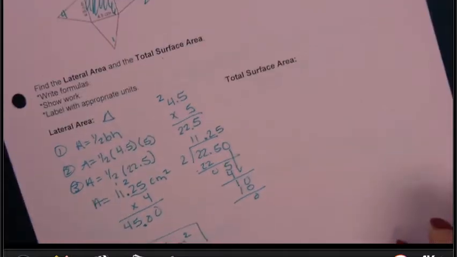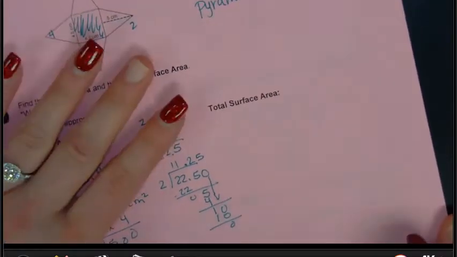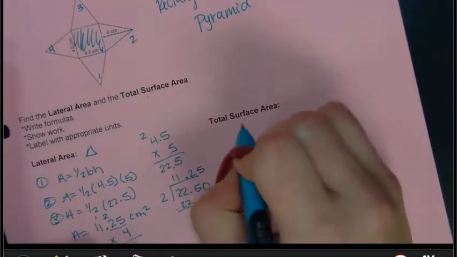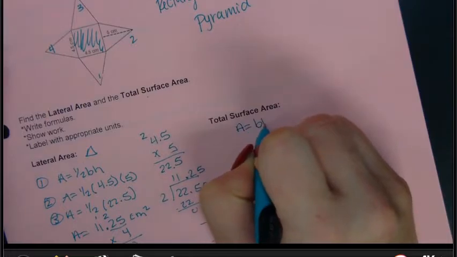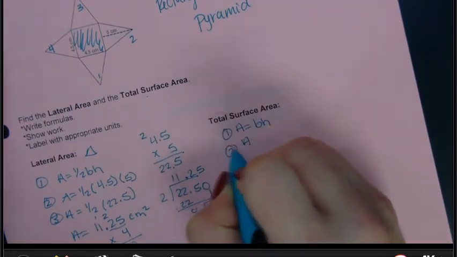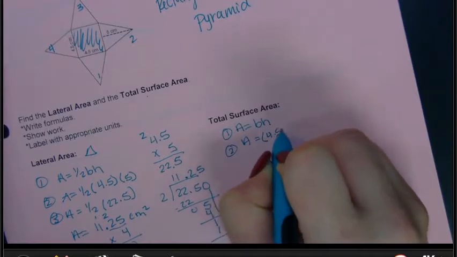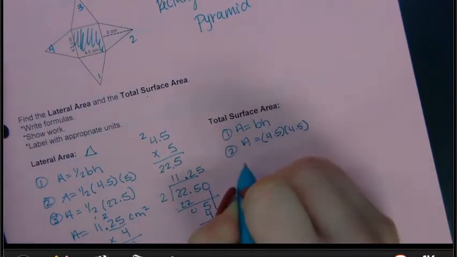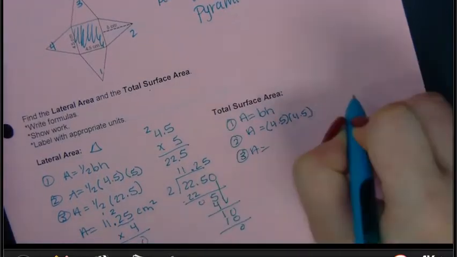Okay. Now for total surface area, well, it's all of my lateral plus the area of my base. So we need to find the area of my base, which is a square. So area is equal to base times height. Second step is to plug in. So 4.5 times 4.5. And then the third step is to solve.